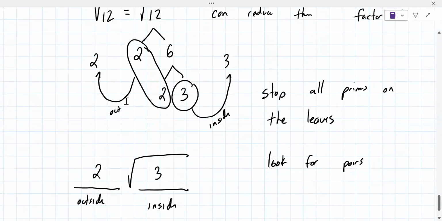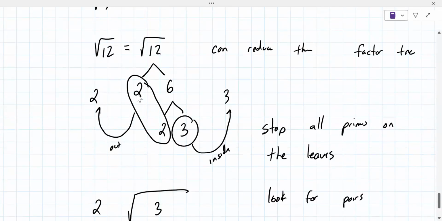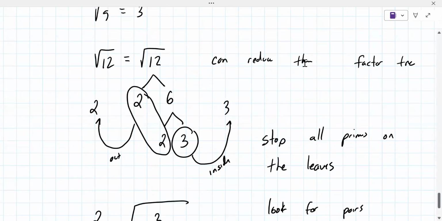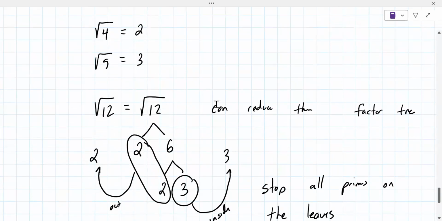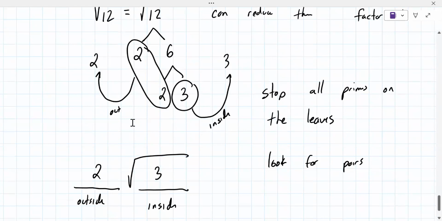Okay, so your goal is to make a prime factorization, a factor tree. You stop when you have primes on all the leaves, and generally they're small numbers in those lists. You're not going to get big numbers, at least to start. And then you look for pairs. Any pairs, you bring one out. If you don't have a pair, it stays inside.